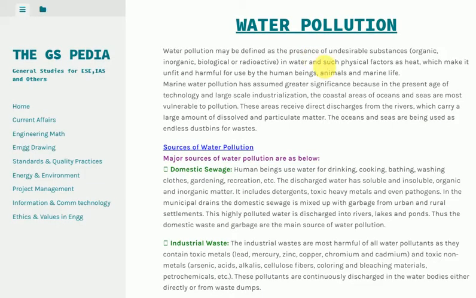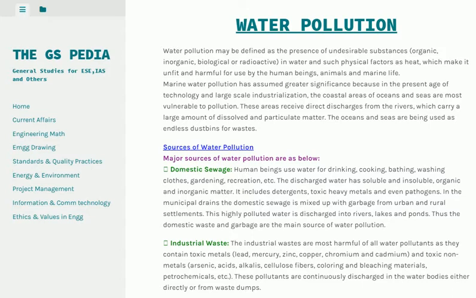Water pollution may be defined as the presence of undesirable substances, organic, inorganic, biological or radioactive, in water, and such physical factors as heat, which make it unfit and harmful for use by human beings, animals and marine life.